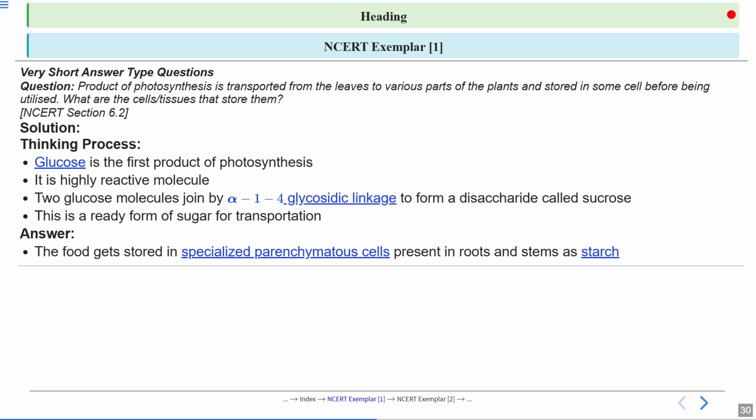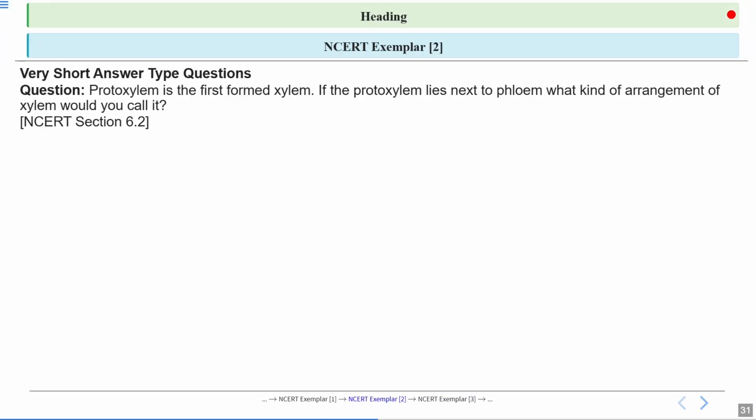Okay, let's move to our next question. So in this way, now you can understand our learning objective. While solving this question, you can enhance the understanding of this particular chapter. So that is why Exemplar is very, very important. Okay, let's take the second question.